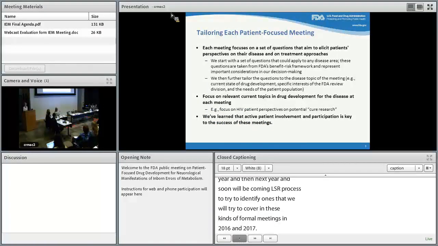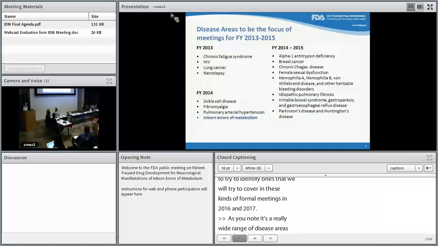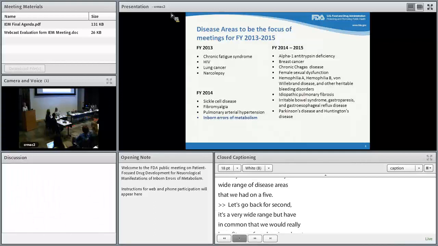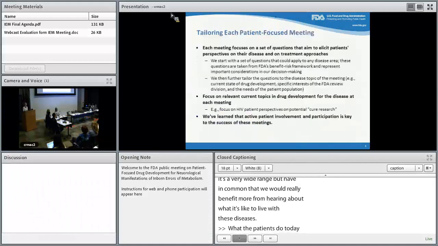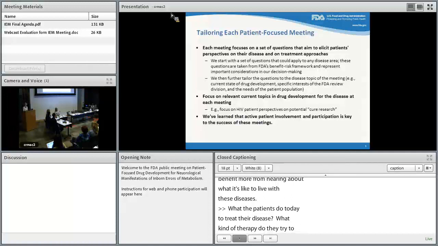And as you note, it's a really wide range of disease areas that we had on that slide. Just go back for a second, I mean, very wide ranging, but have in common that we really would benefit from hearing more about what it's like to live with these diseases. What do patients do today to treat their disease? What kinds of therapy do they try to work with? And so we need that across that wide range.